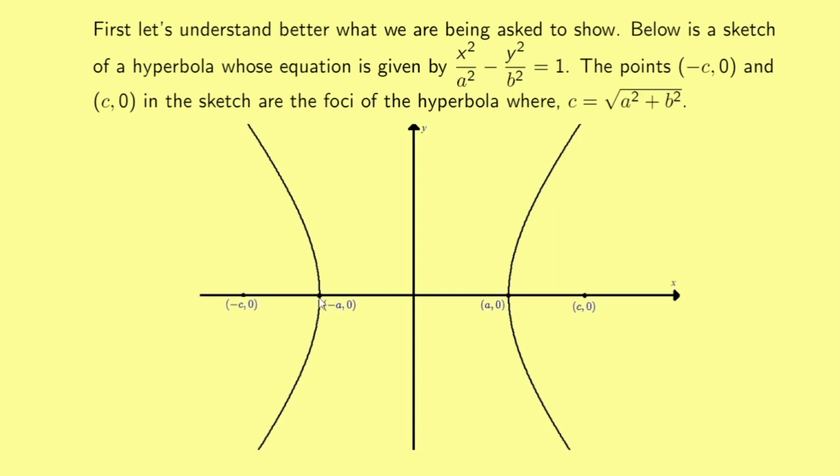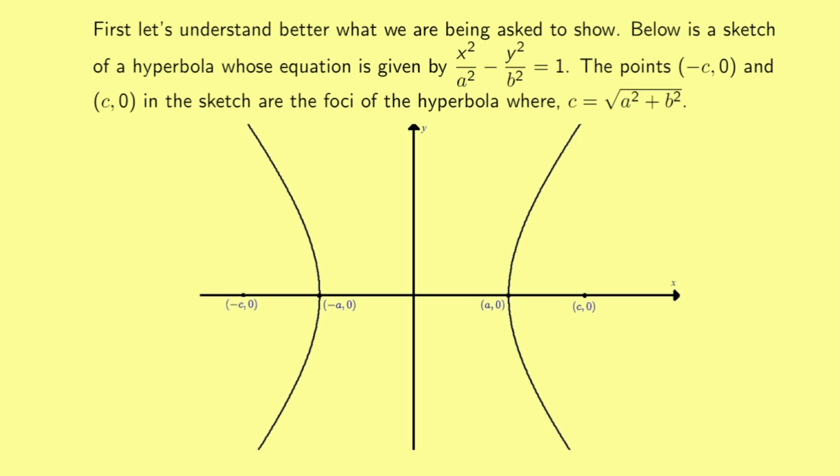Here we have the point minus a, 0. It's the point where the hyperbola cuts the x-axis on this side, and on the other side it cuts in this other point a, 0. We also have these points here, minus c, 0 and c, 0. Those are the foci of the hyperbola.